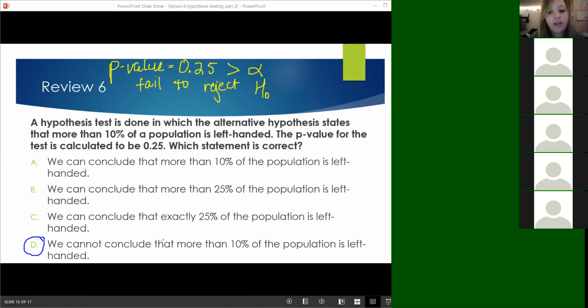So in this case, we cannot conclude that more than 10% of the population is left-handed, because we're going to assume that the null is still true, saying that 10% is left-handed, because our null would be that p is equal to 0.1, and then our alternative would be that p is more than 0.1. So we failed to reject the null, so we're still going to assume that it's true. We can't make any conclusions that the alternative is correct. So that's why D is the answer in this case. We are not in favor of the alternative hypothesis.